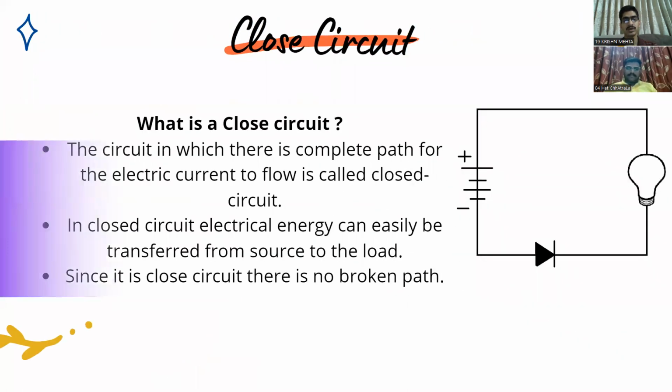So let's move on to the first one, that is the closed circuit. So what is a closed circuit? The circuit in which there is a complete path for the electric current to flow is called a closed circuit. In a closed circuit, the energy can easily transfer from source to the load. Since it is a closed circuit, there is no broken path as shown in the figure.